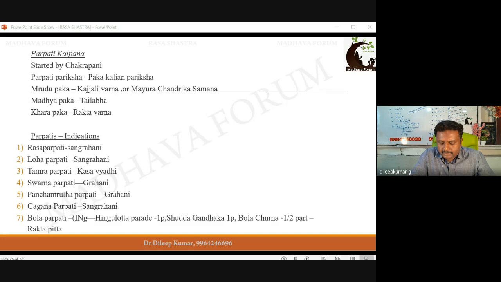Next is Gagana Parpati. Gagana is a synonym of Abraka. Parada 2 parts, Gandhaka 2 parts, Abraka 1 part. So your direct indication is Kasa, Kshaya, Shwasa, Grahani.